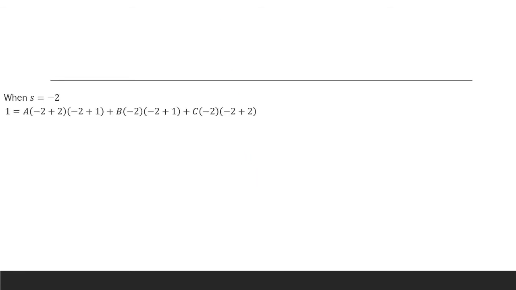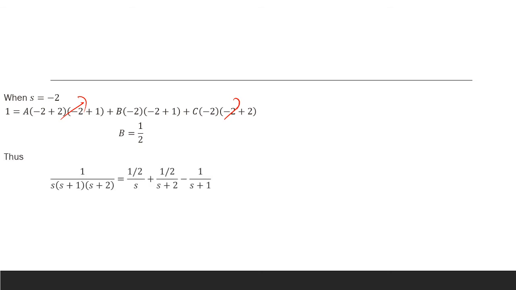Lastly, for letter b, let's use s is equal to negative 2. So, in this case, makaka-cancel to kasi magkaka-0 dyan. Makaka-cancel din to. Ang matitira na lang ay b. So, we will have b times negative 2 times negative 2 plus 1. So, that's negative 1. So, we'll have 1 is equal to 2b makuha natin. Therefore, b is equal to 1 half.